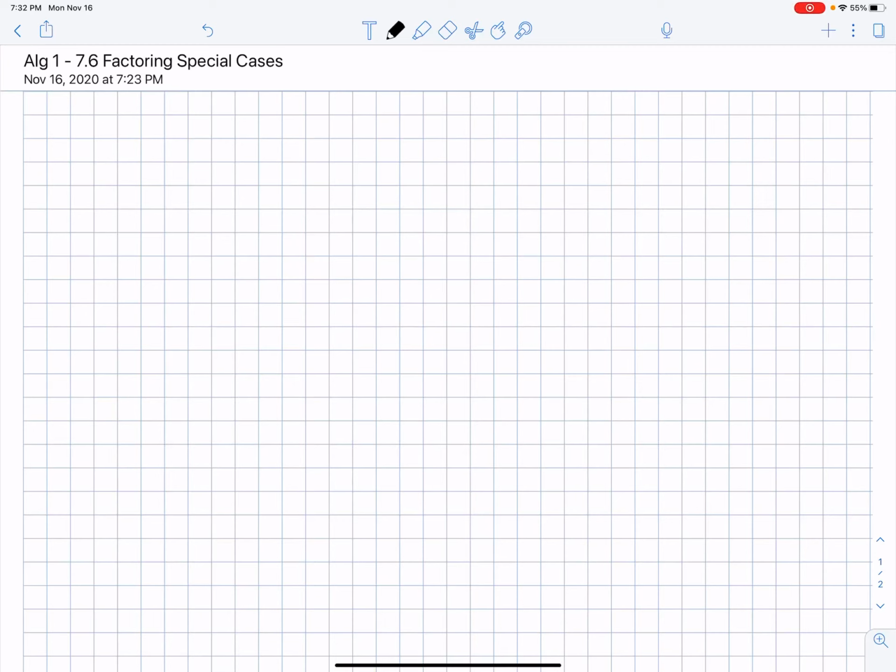Hello there. So our last part about factoring is going to be 7.6, and these are going to be factoring special cases. And we've talked a little bit about special cases when we were multiplying. Now we want to go ahead and talk about them now that we're factoring, or breaking them down into the two things that multiply together to get your product.